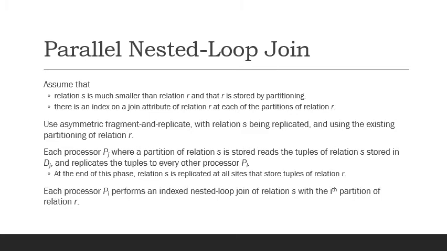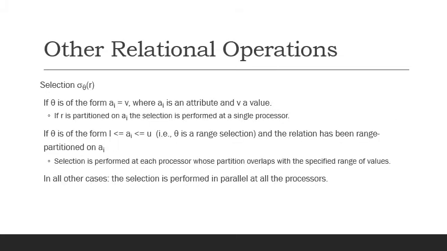Let's see some other relational operations. The evaluation of other relational operations can also be parallelized. The first example is the selection operation, sigma of theta on relation R. If theta is of the form Ai equals v, where Ai is an attribute and v a value, then if R is partitioned on Ai, the selection is performed at a single processor.